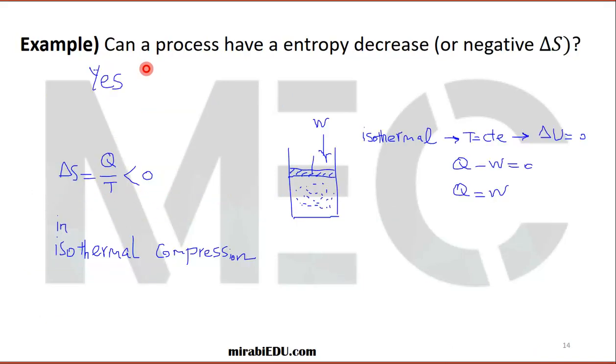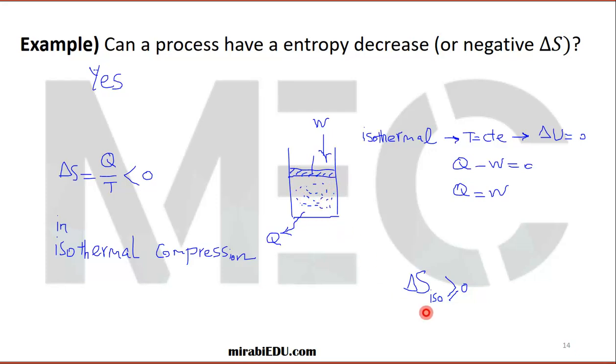Let me tell you, does it violate the second law of thermodynamics? No, because the second law of thermodynamics would say that delta S in an isolated system is greater than or equal to 0. Is it an isolated system? Of course not, because there's heat and work exchanging here. It's a closed system, but it's not an isolated system.